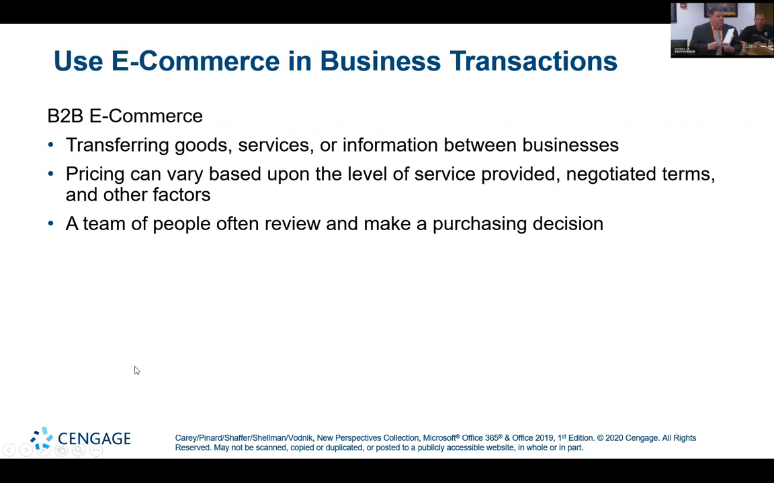So, part two starts with the use of e-commerce and business transactions. B2B commerce: transferring goods, services, or information between businesses. Pricing can vary based upon the level of service provided, negotiated terms, and other factors. Quite often, business to business, they'll say if you buy X amount of this product, we'll sell it to you at this discounted price. A team of people often review and make purchase decisions. So they're going to shop a little bit, but it's between businesses. So the pricing is going to be slightly different.